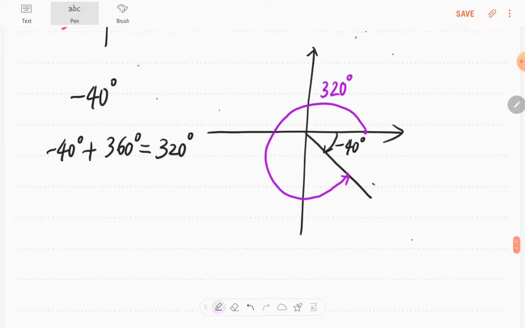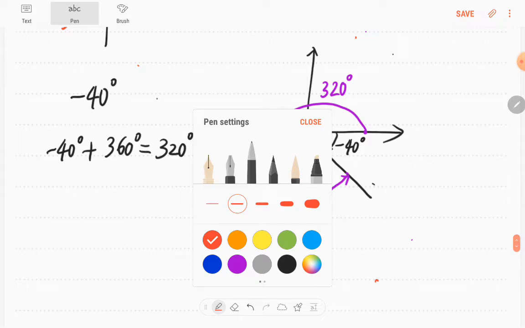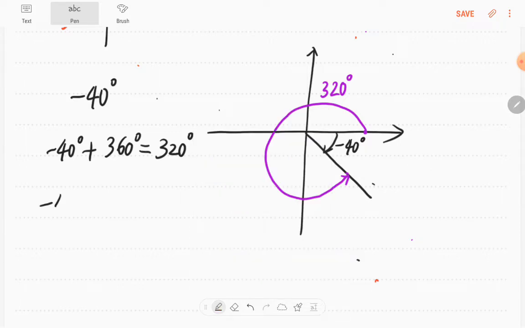If you have the negative 40, you have many choices, right? Here I just illustrate 2 angles, but you have infinitely many coterminal angles because n could be any multiple. So n could be any integer. Here are the 2 simplest coterminal angles.